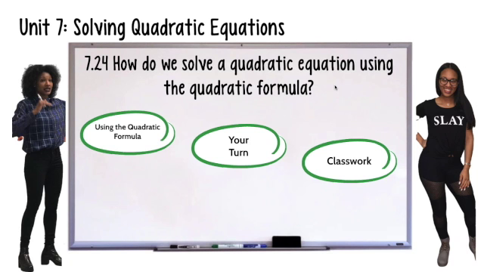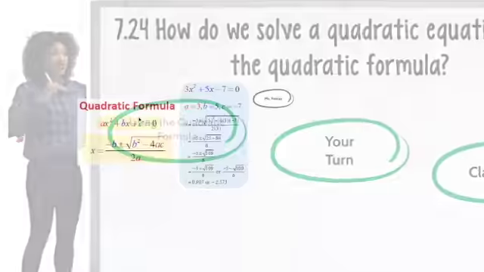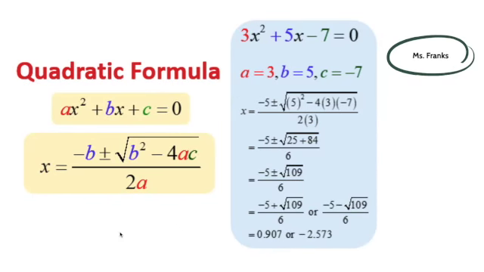7.24, how do we solve a quadratic equation using the quadratic formula? The quadratic formula uses the numbers a, b, and c in the equation to calculate the roots. Let's take a look at this example. In this example, a equals 3, b equals 5, and c equals -7.